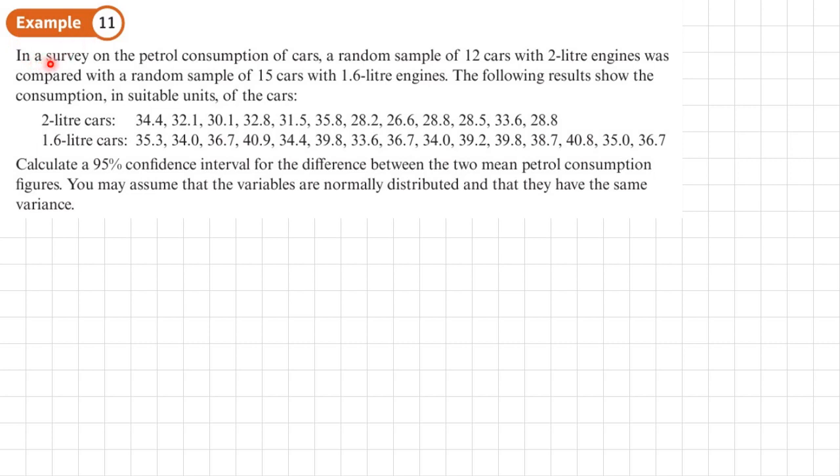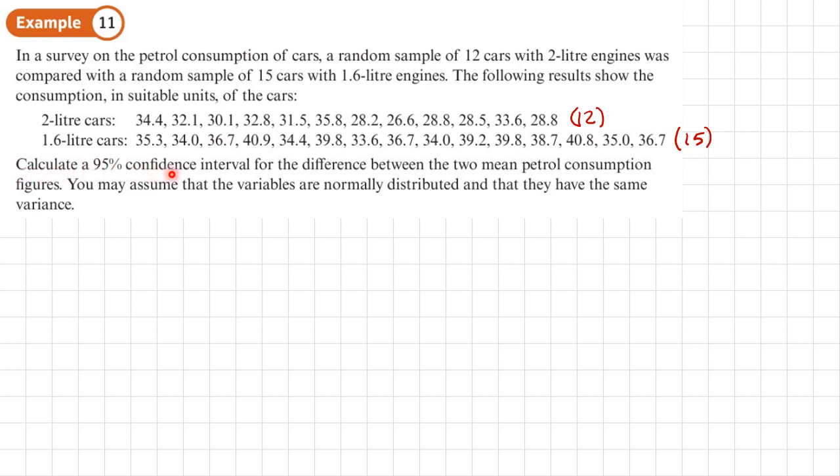Example 11. In a survey on the petrol consumption of cars, a random sample of 12 cars with 2-litre engines was compared with a random sample of 15 cars with 1.6-litre engines. The following results show the consumption in suitable units of the cars. So here they are, the 2-litre cars, and this is my sample of 12 cars. So I'll just write that in brackets there, I've got 12. And for the 1.6 litre, that's 15 cars. So I'll just put 15 here.